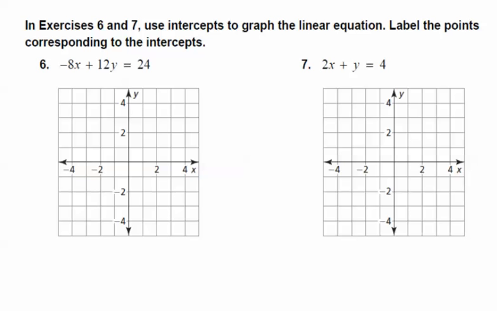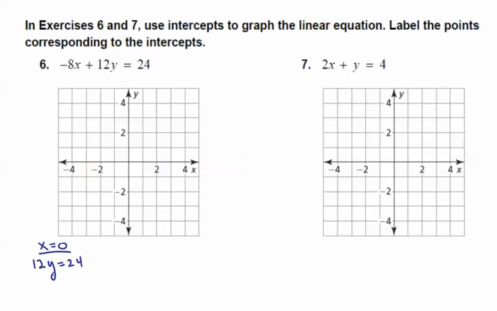Okay, let's go ahead and look at this one then. We have the equation negative x plus 12y is equal to 24. So the first thing that I want to do is let x equal 0. I could start with y equals 0, it doesn't matter. When x is equal to 0, the x term is going to go away because negative 8 times 0 is 0, and I'm left with the equation 12y equals 24.